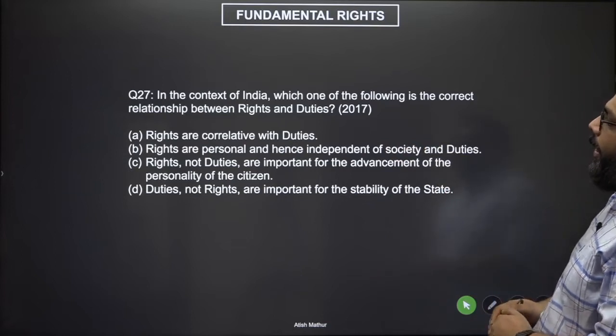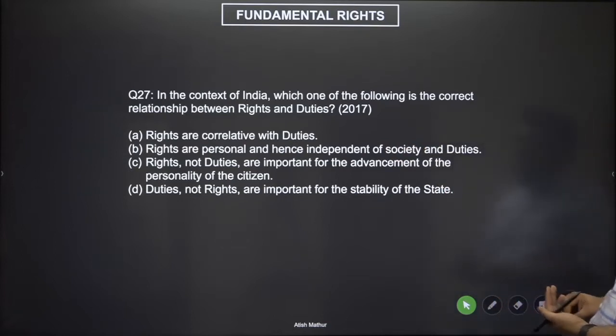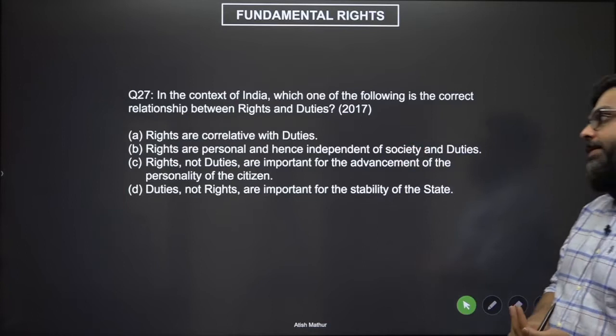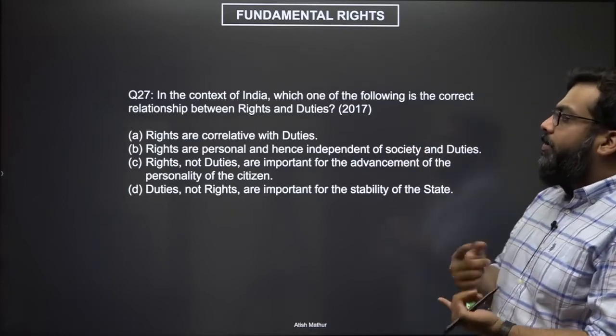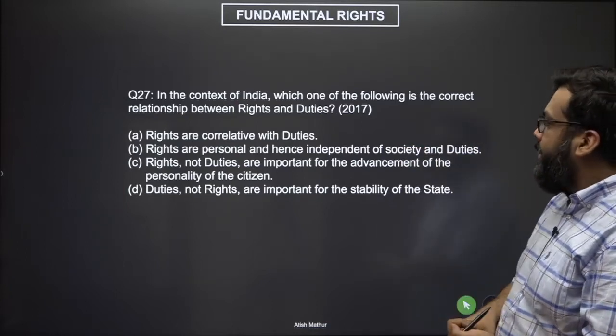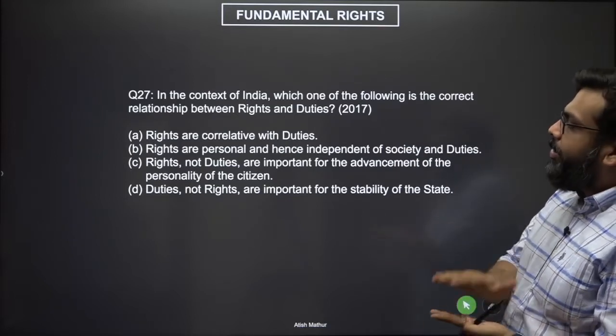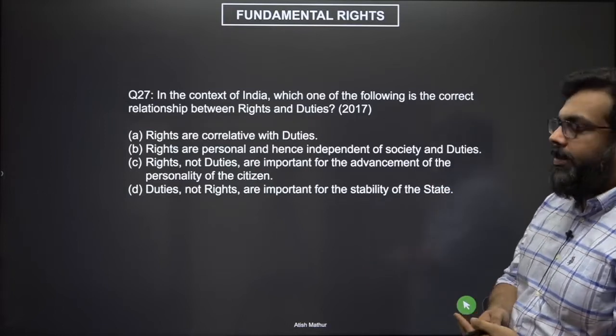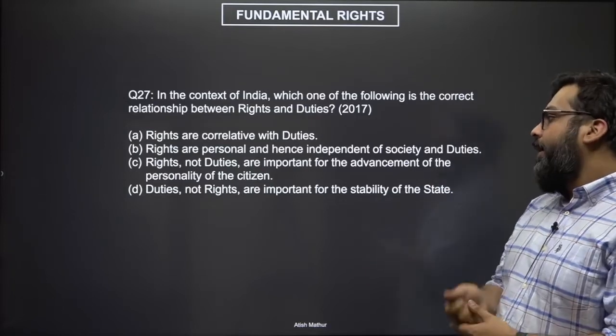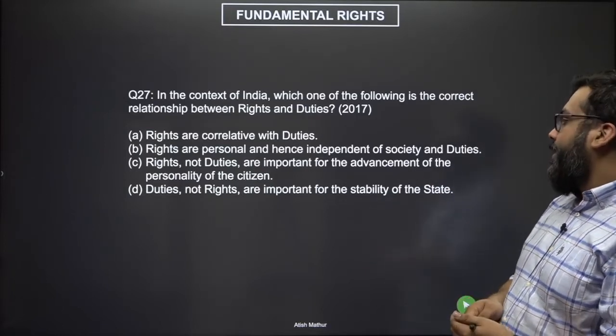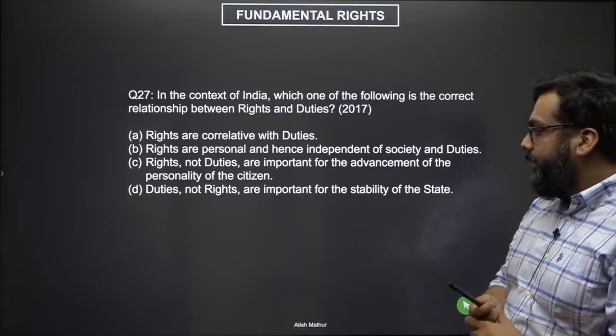Next, in the context of India, which of the following is the correct relationship between rights and duties? Rights are correlative with duties. Rights are personal and hence independent of society and duties. Rights, not duties, are important for the advancement of the personality of the citizen. Duties, not rights, are important for the stability of the state.